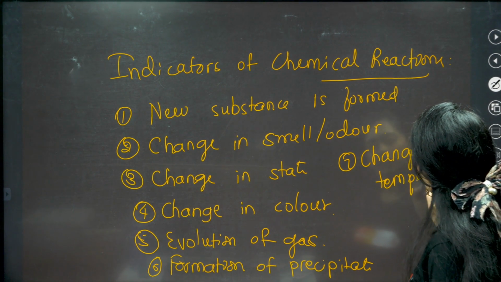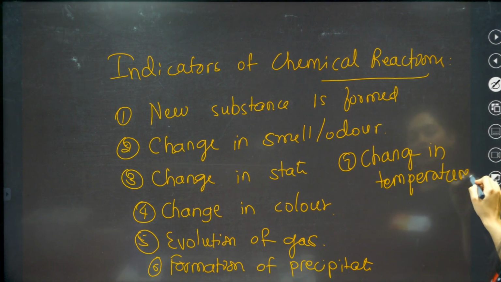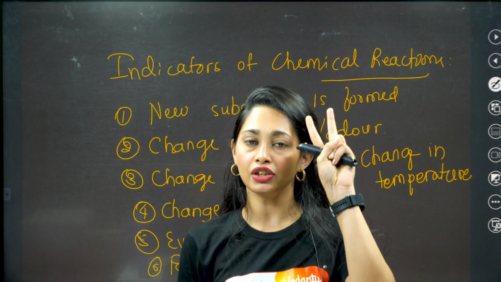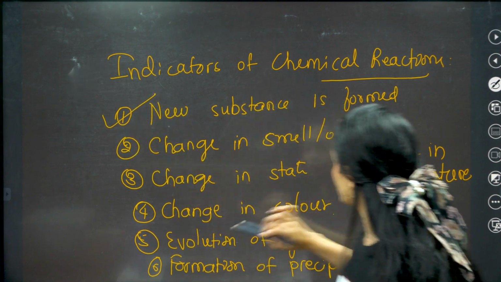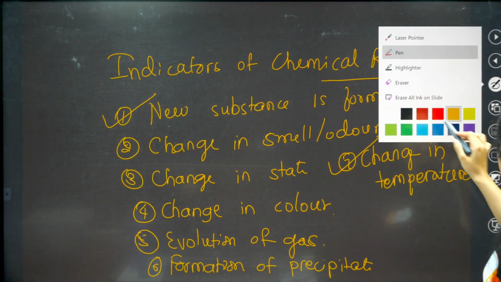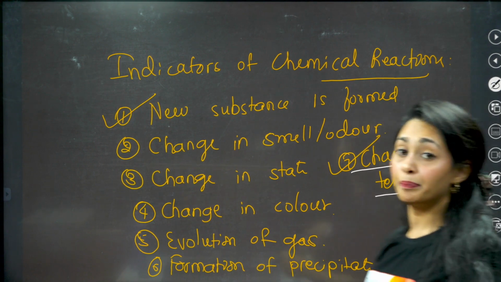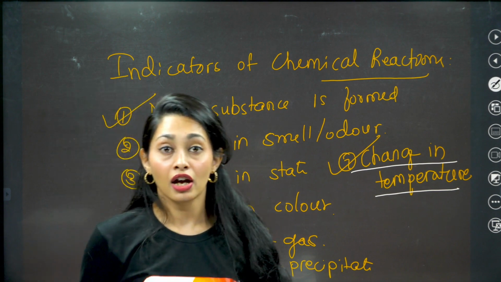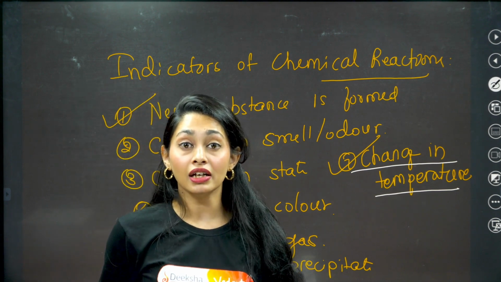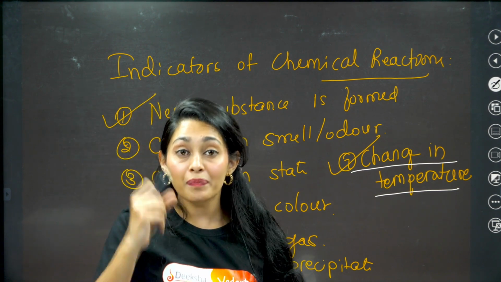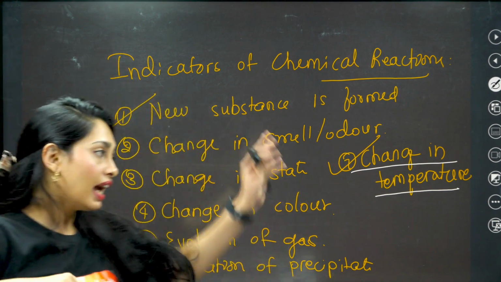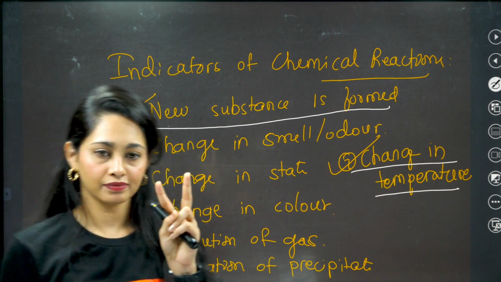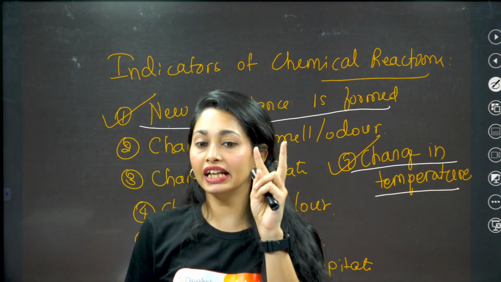It's not necessary that all the chemical reactions are indicated by all these changes. But there are two constant changes during a chemical reaction, the first one and the seventh one. Change in temperature, be it a big change or a small change, is always going to be there. Heat energy is either absorbed or released. And there is always a new substance that is formed. These two are constant changes or indicators.